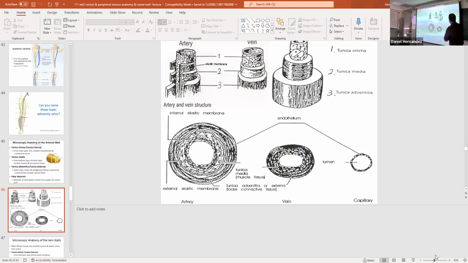So this is again just showing the differences between the arteries and veins. This is the arterial wall segments, the venous wall segments. You can just appreciate how much thicker those arterial walls are compared to the veins.